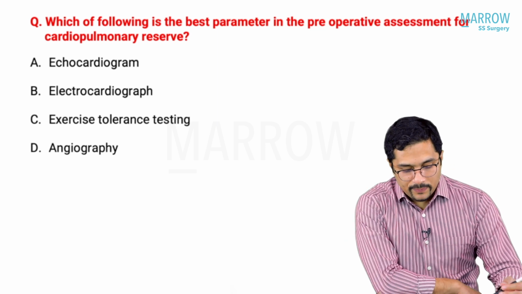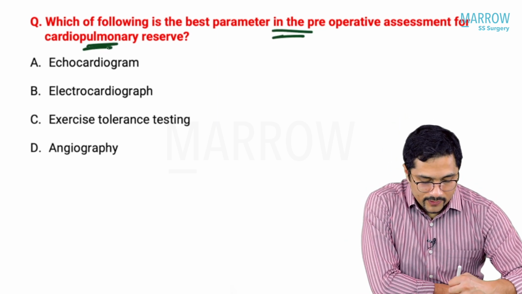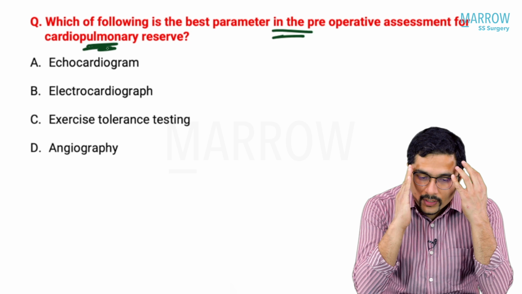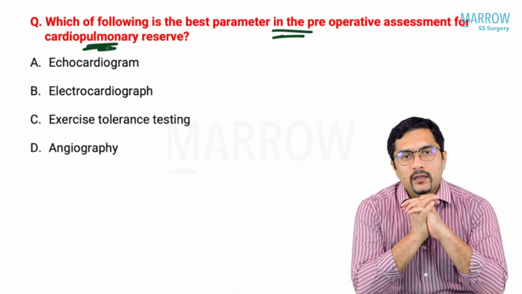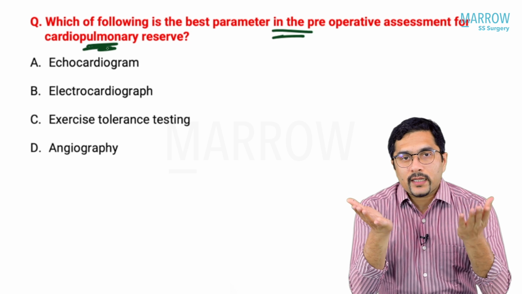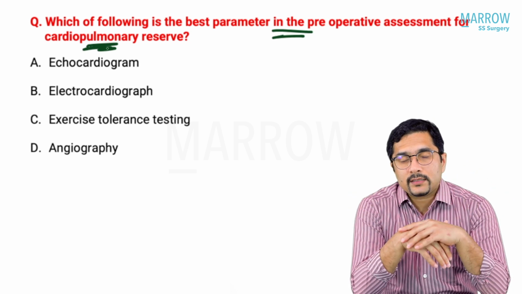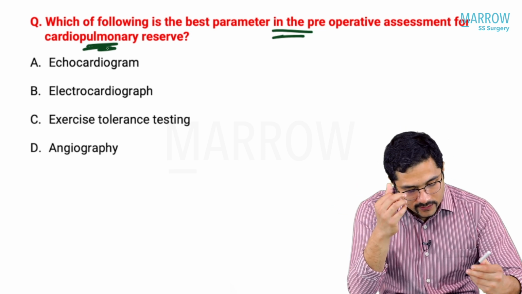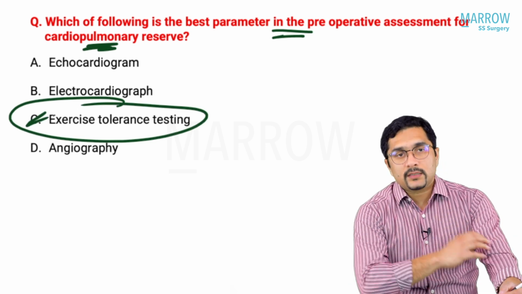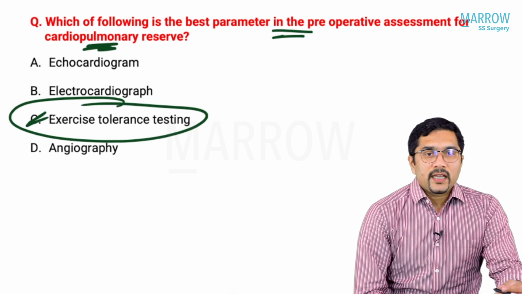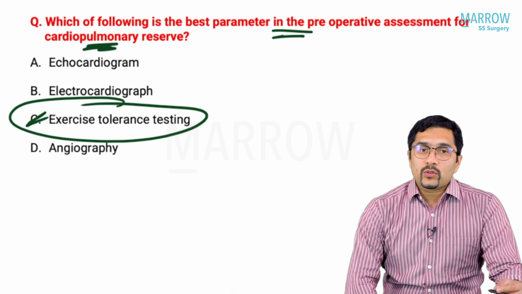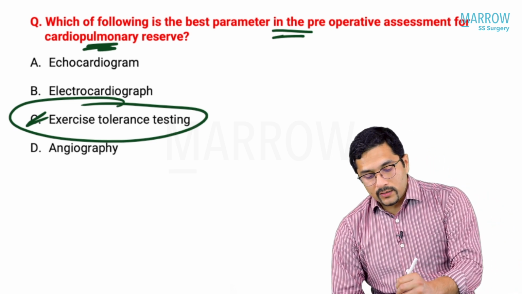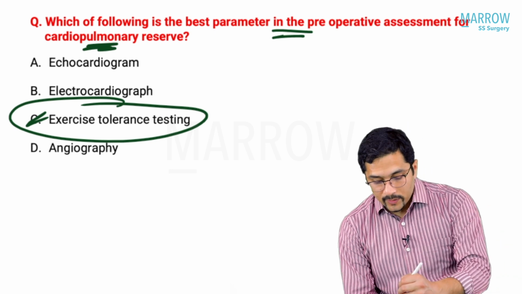Which of the following is the best parameter in the preoperative assessment for cardiopulmonary reserve? So, you must have seen any patient who comes in where you think that the cardiopulmonary reserve is not adequate, right? So, we will always ask them, can you climb one flight of stairs without becoming breathless? And if they have to undergo surgery, you send them for PAC, and the anesthetist is going to order an exercise tolerance testing, right? So, a treadmill test. If they can't do a treadmill, then you will have to do a DSE, a dobutamine stress echo. So, that will tell us about the cardiopulmonary reserve in these patients.